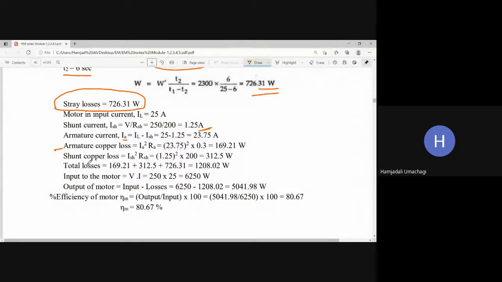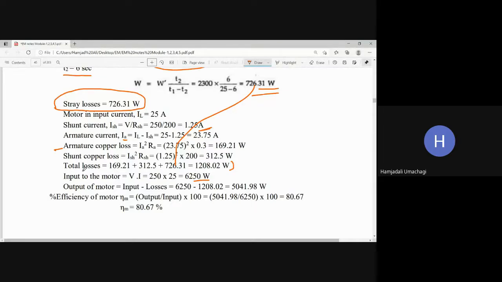Now calculate total loss. Total loss is armature copper loss plus field copper loss plus stray loss. So armature copper loss is 169.21 plus field copper loss 312.5 plus the stray loss 726.31, which we have already calculated. Altogether the total losses will be 1208.02 watts. Now you calculate input to the motor. Input to the motor is V into I. Voltage is 250, current is 25. So input to the motor is 6250 watts.